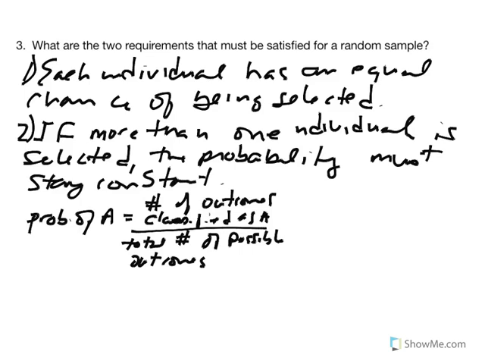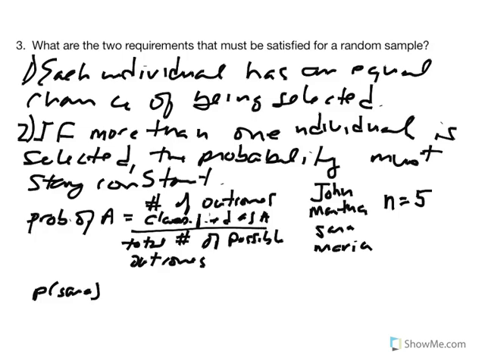It cannot change. So just for example, if I were to have a list of students, let's say I have John and Martha, Sarah, and Maria. Again, we see that we have a sample equal to 5 individuals, and I want to figure out the probability that Sarah will be randomly selected. How many Sarahs are there? Well, there's only one. Over how many students there are that I'm selecting from. So she has 1 out of 5 chances of being selected, 0.2, or 20% chance.